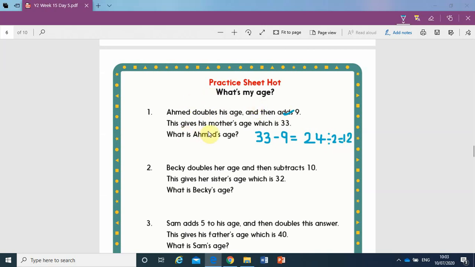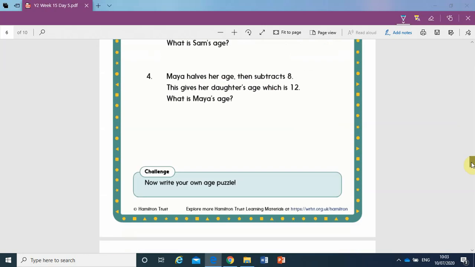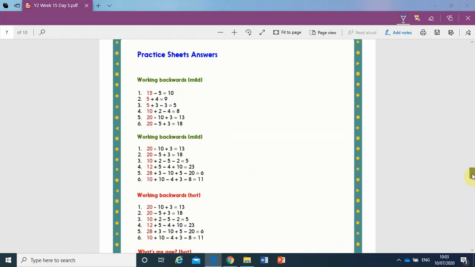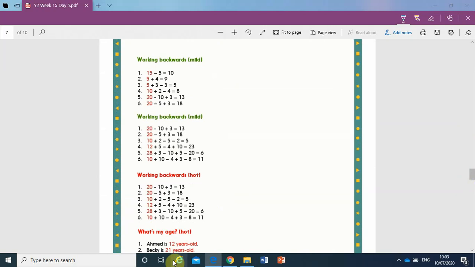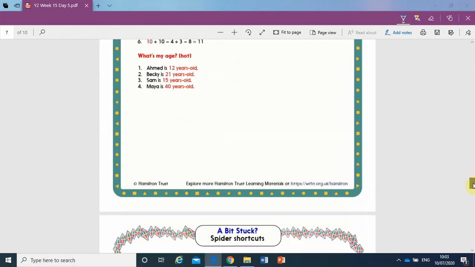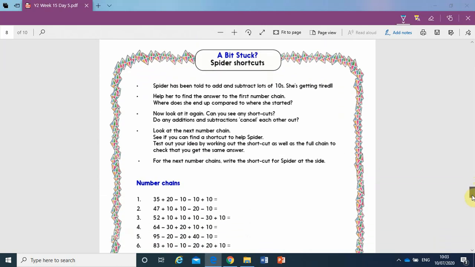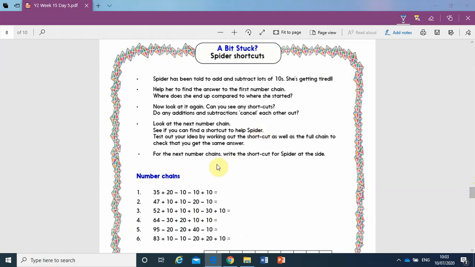Because I've worked backwards, but when I'm working backwards, I'll have to do the opposite. So instead of adding 9, I've taken away 9. Instead of doubling, I've halved. So just go down here, and that should have an answer. I've got some answers there. Ahmed is 12 years old. So have a go at the other ones by working backwards. And when you work backwards, you'll need to do the opposite of what it asked you to do in the first instance.